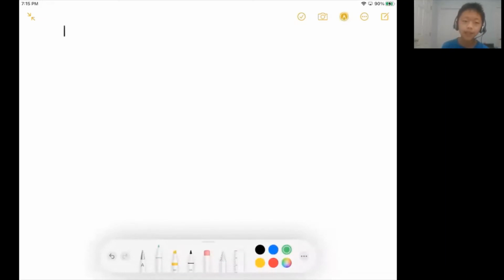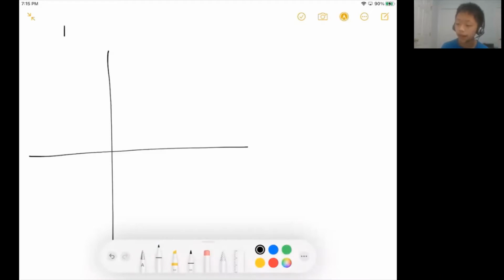So basically, the equation of a line: if I had the XY plane and I had any line in the XY plane, like something like that, then the equation of a line would essentially represent the set of all the points on the line that satisfy the equation.